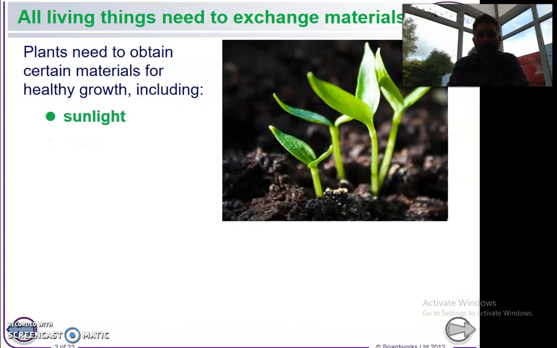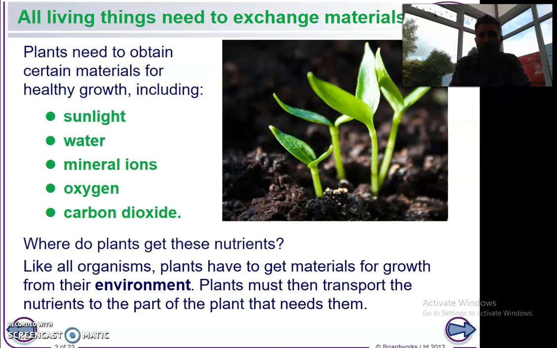Okay, so all living things need to exchange materials, and plants need lots of things to grow healthily. So they need obviously sunlight, because that's how they create their food, by photosynthesis. They need water, mineral ions. We all need minerals and nutrients in minute amounts to control a lot of the chemistry that occurs inside all living organisms. They need oxygen, and they need carbon dioxide.